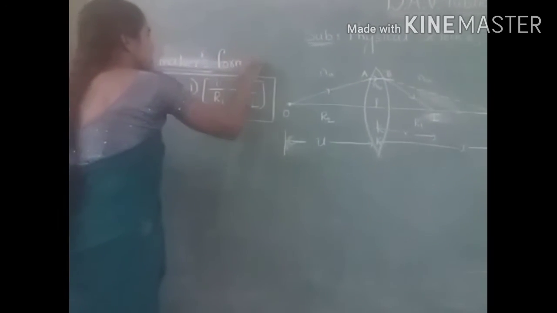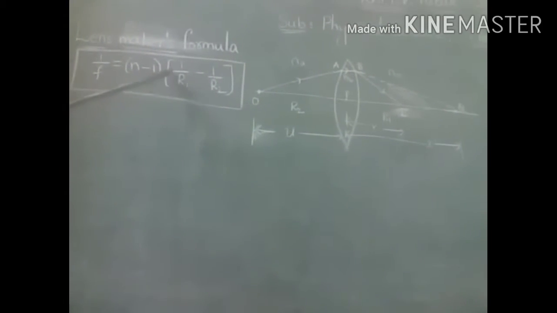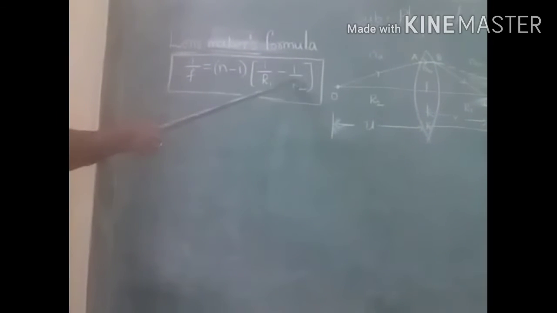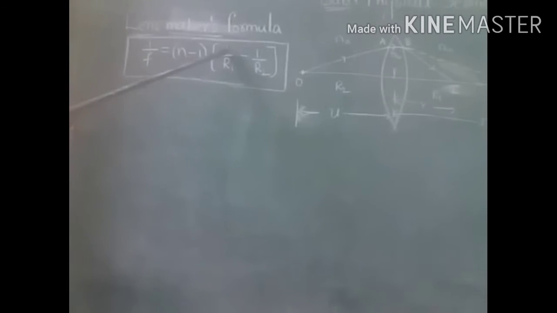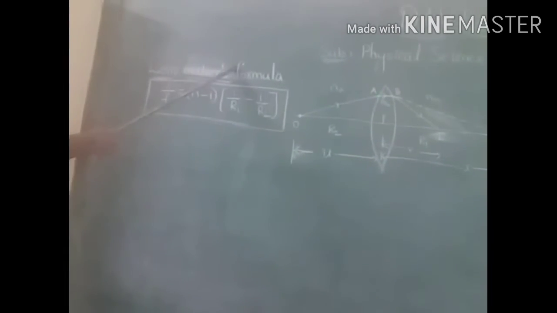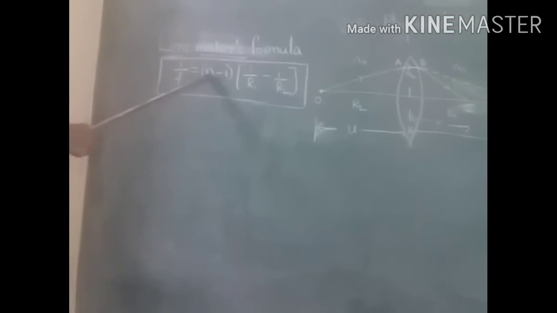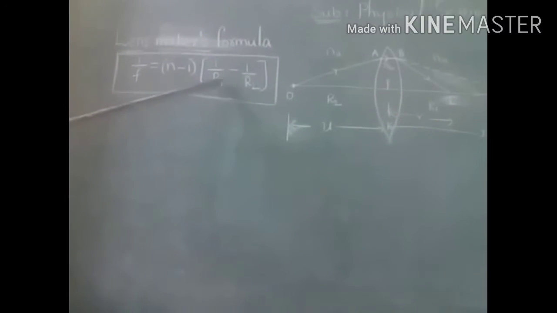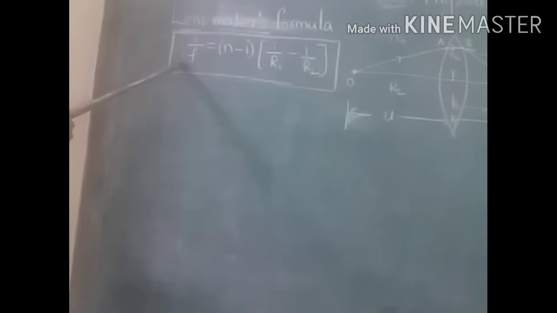What is lens maker's formula? 1 by f is equal to (n minus 1) times (1 by r1 minus 1 by r2). This is the lens maker's formula. In this, f is the focal length, n is the refractive index, and r1 and r2 are the radii of curvature of the convex lens.